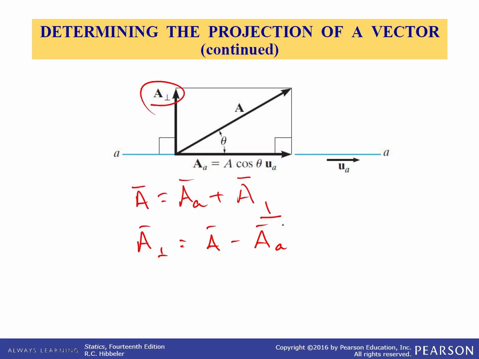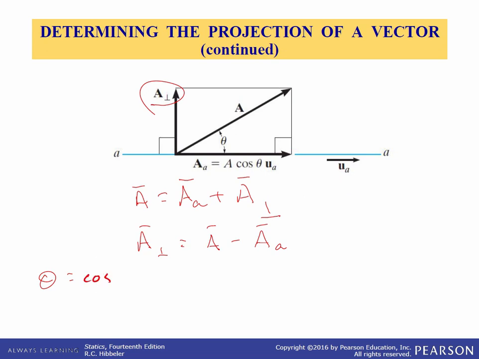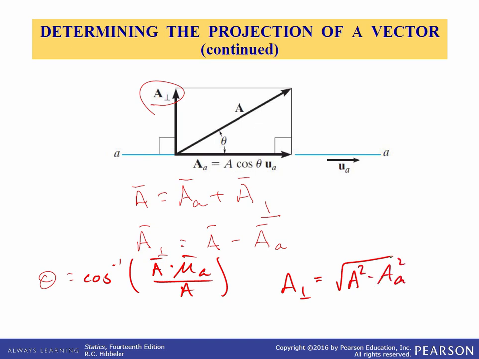There are two possible ways of determining that perpendicular component. One way would be to determine theta from the dot product. So in that case, theta would be equal to the inverse cosine of the dot product of a with u sub a divided by the magnitude of a. Now remember, the magnitude of u sub a is 1. Alternatively, if a sub a is known, then by the Pythagorean theorem we can also write that a perpendicular is the square root of the magnitude of a squared minus the magnitude of a sub a squared.